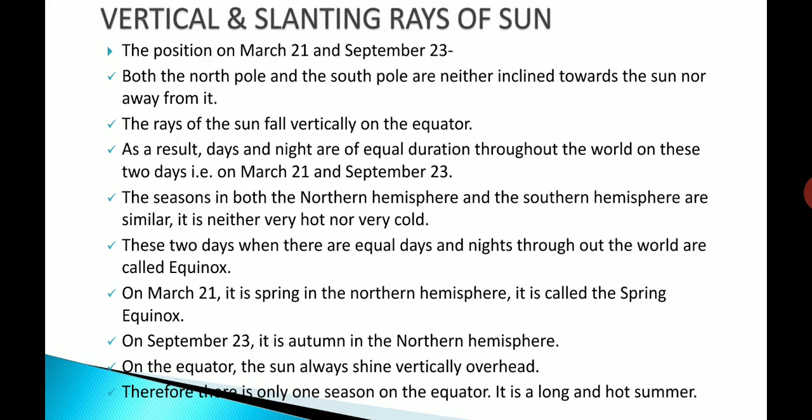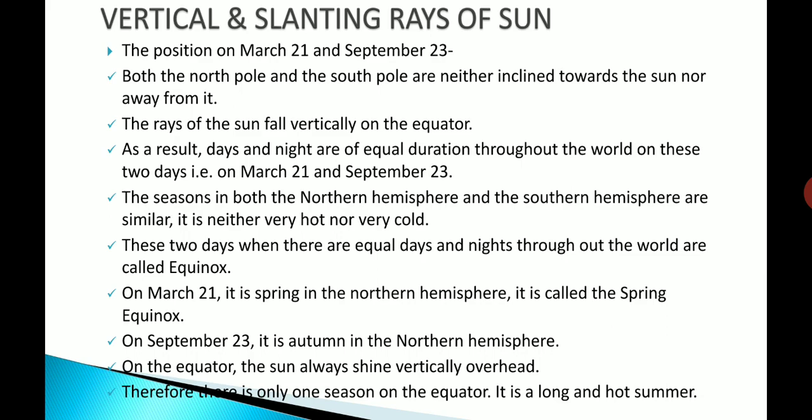These 2 days where there is equal day and equal night throughout the world are known as equinox. What is equinox? The 2 days, March 21 and September 23rd, where days and night are equal throughout the world, are known as equinox. On September 23rd, it is autumn in the northern hemisphere. On the equator, the sun shines vertically overhead.